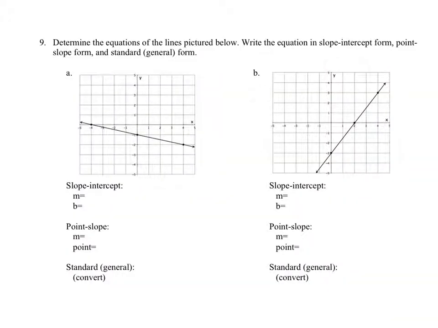In this last part, we are going to look at a graph and write the equation in all three forms. So starting with slope-intercept, that's y equals mx plus b. First, I want to determine the slope. So if I look at 2 points on the graph, I make a triangle, and in this one, I'm going down 1 and to the right 4. So the slope is going to be negative 1/4.